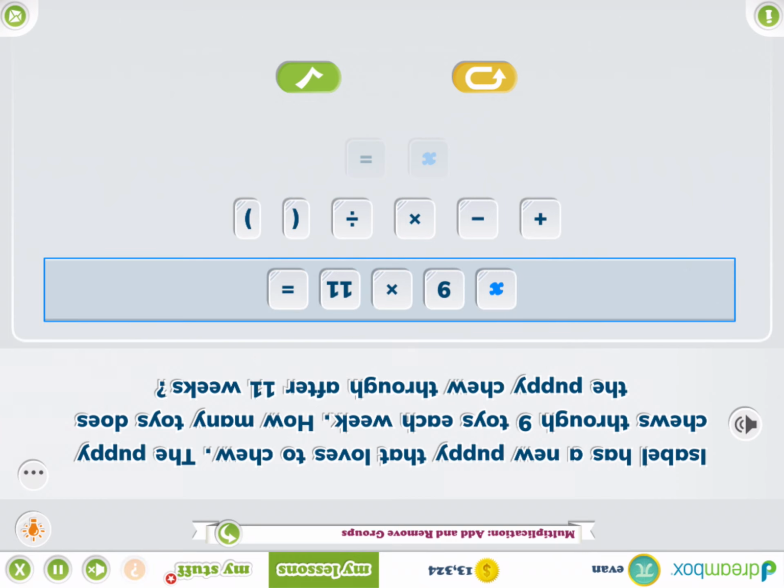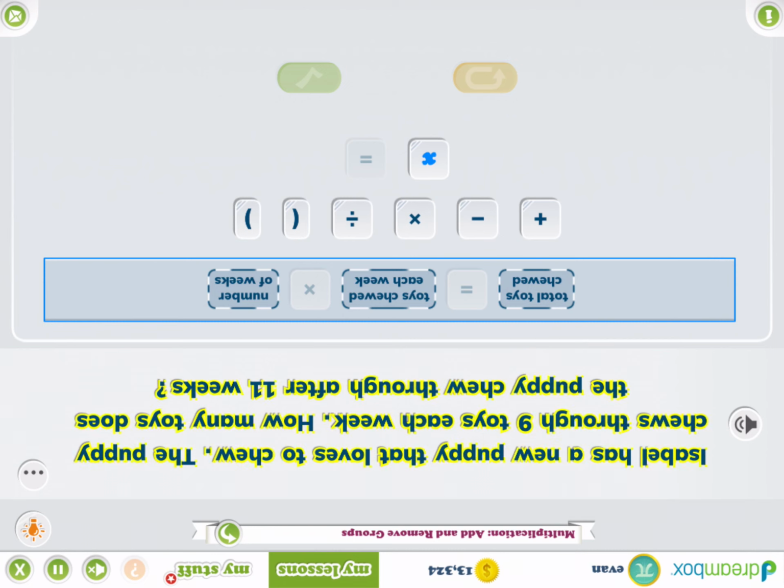Let me help you get started. Look back at the story problem to help answer these questions. What represents the total number of toys the puppy chewed? How many toys did the puppy chew each week? How many weeks did the puppy chew toys? Now drag in the values and the variable to write your equation.